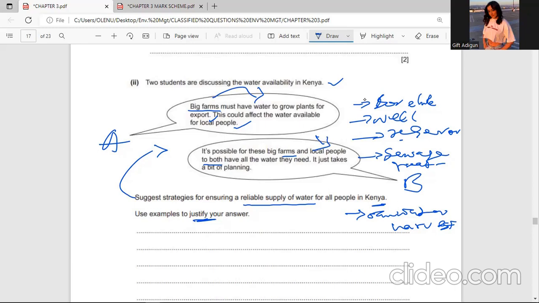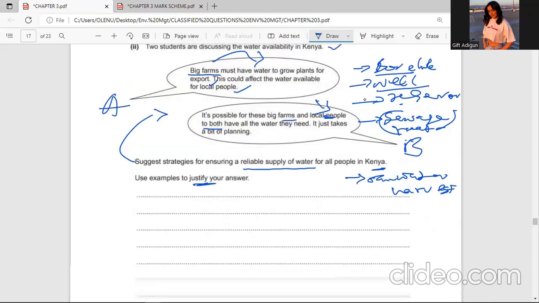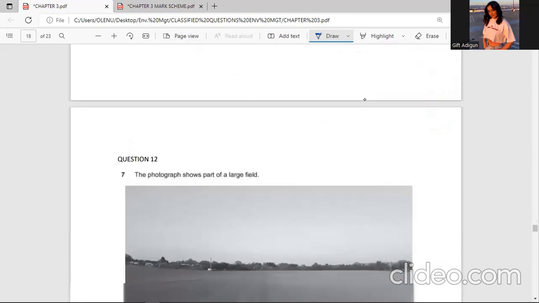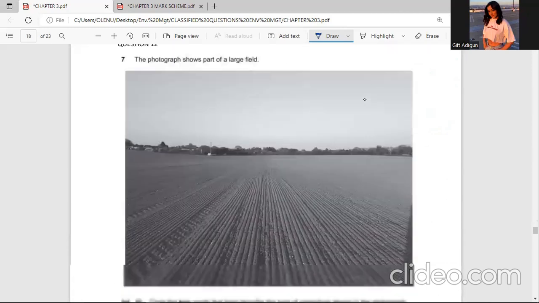Now the local people can be told to build wells, and boreholes can be drilled for them to use in their various houses. And also the waste produced from the local people can be sent to the treatment plant for it to be treated and also sent back and used by the farms. So that's it. You write about that, you get full marks. It's simple as that. Do you get me, please?